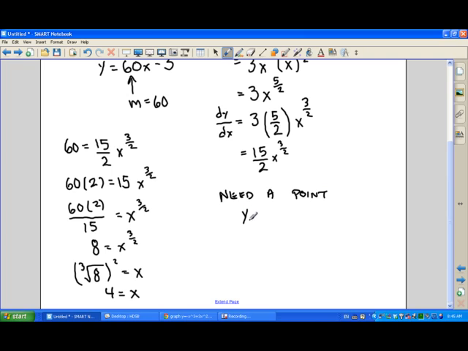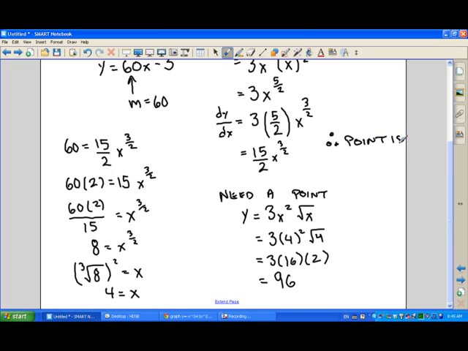Again, I'm looking for a point. So I'll take that value of x equals 4 and I'll sub it into my original equation, 3x squared times the square root of x. So 3 times 4 squared times the square root of 4 becomes 3 times 16 times 2, which is equal to 96. So the point where the tangent is parallel to that equation of a line is at 4 and 96.